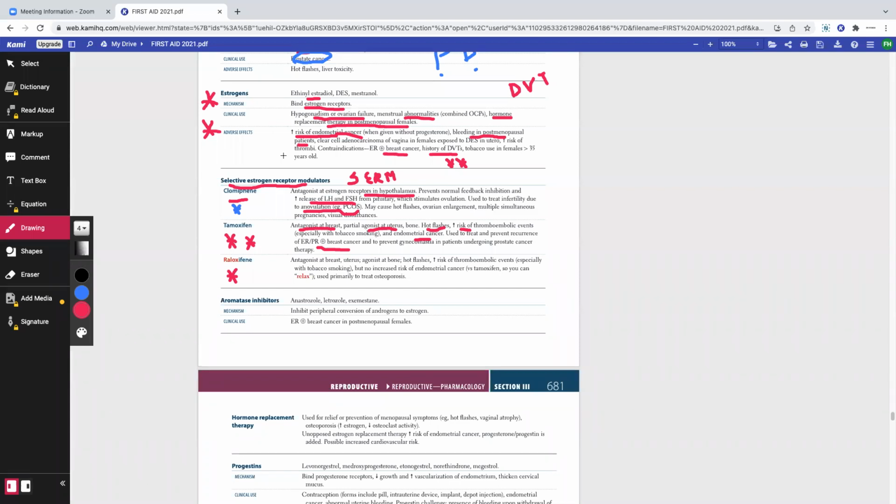Next one. Dr. Sana, what question do you have? Yes, Dr. Hedri, regarding ER-positive breast cancer, do we give estrogen or not? We do not give estrogen. We give anti-estrogen. All right. Okay, got it. Thank you.